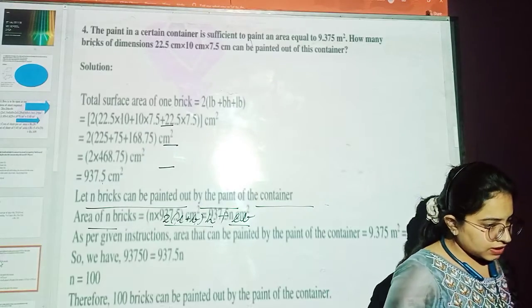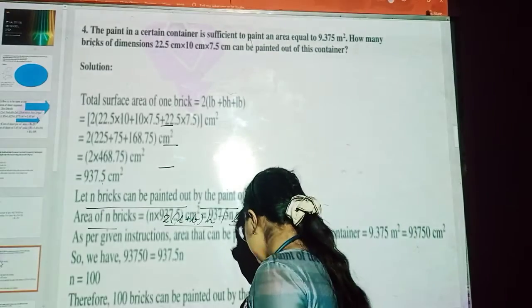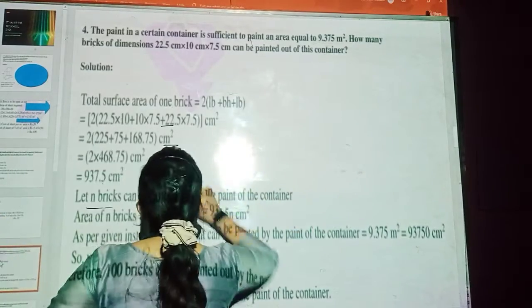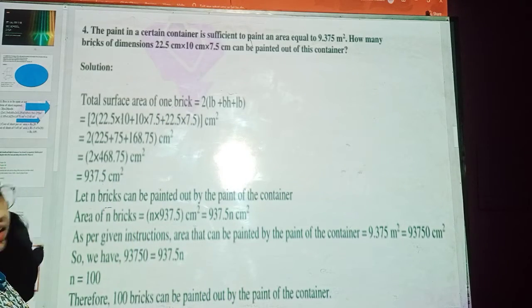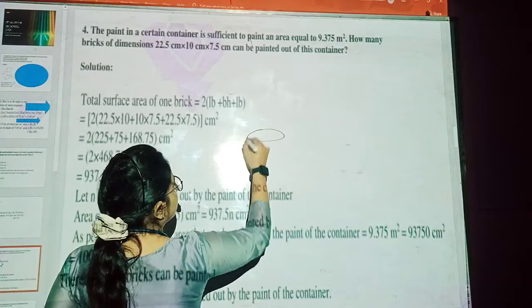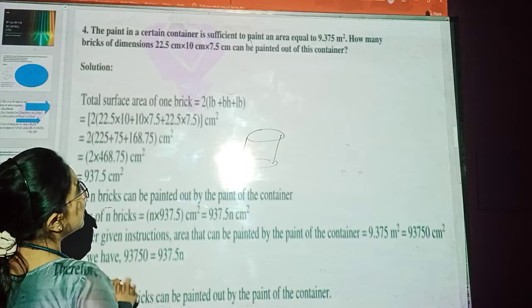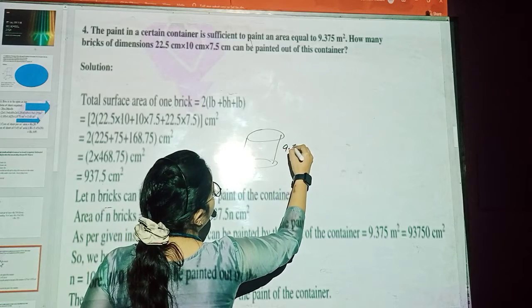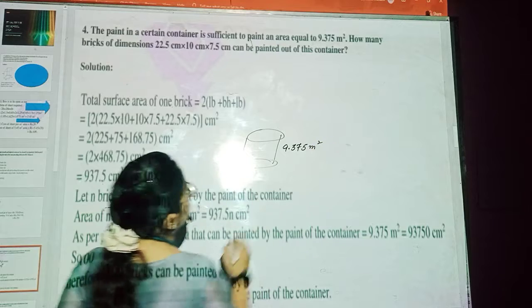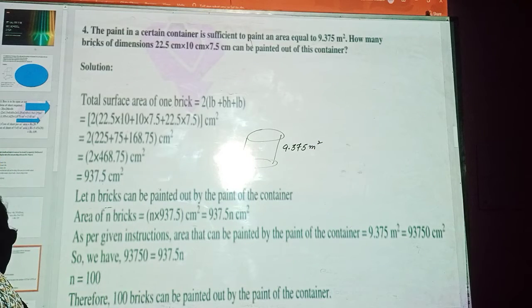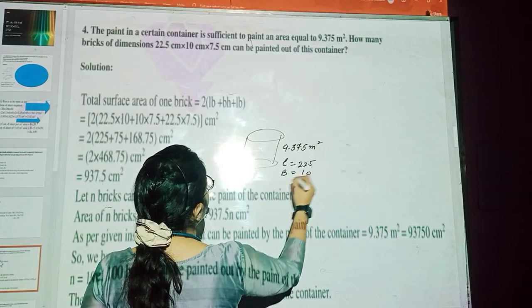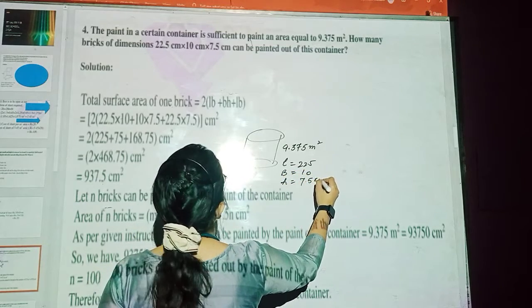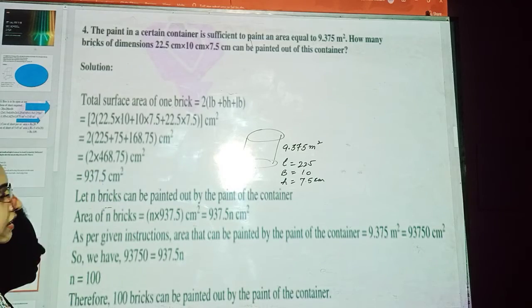In the next question, the paint in a certain container is sufficient to paint an area. From one container you can paint an area equal to 9.375 meter square. From this paint, how many bricks of dimensions length 22.5, breadth 10 and height 7.5 centimeter can be painted? How many bricks can be painted?